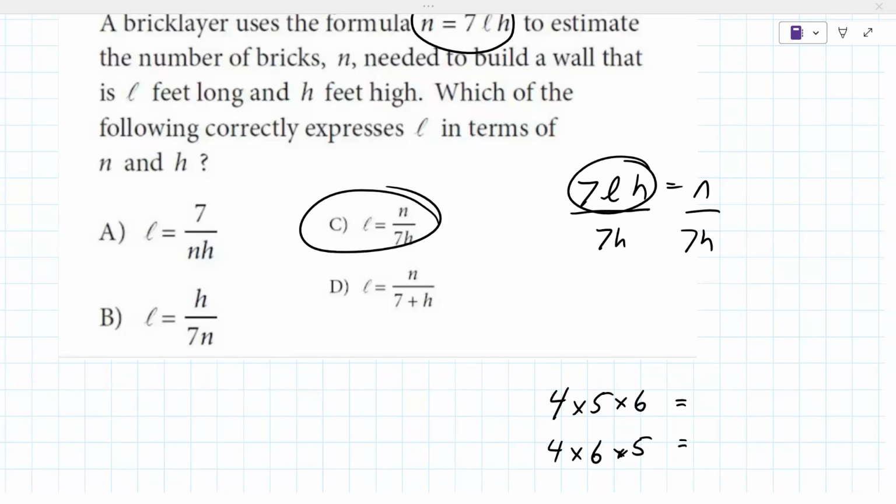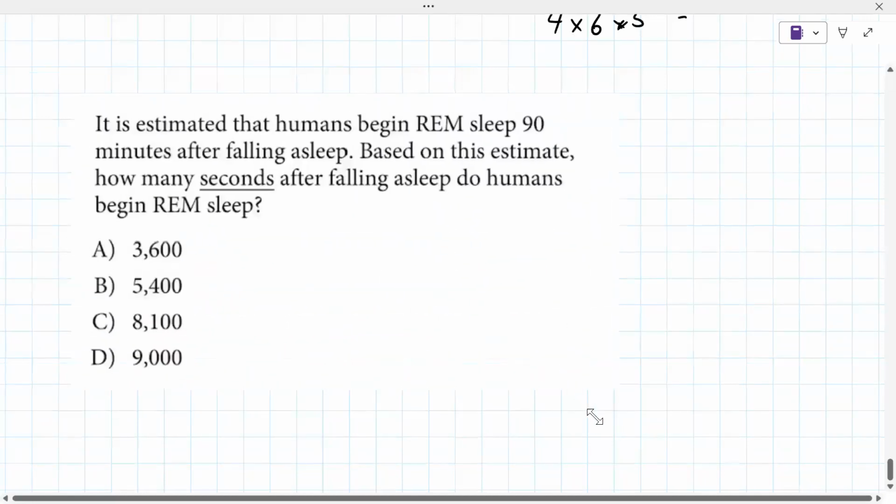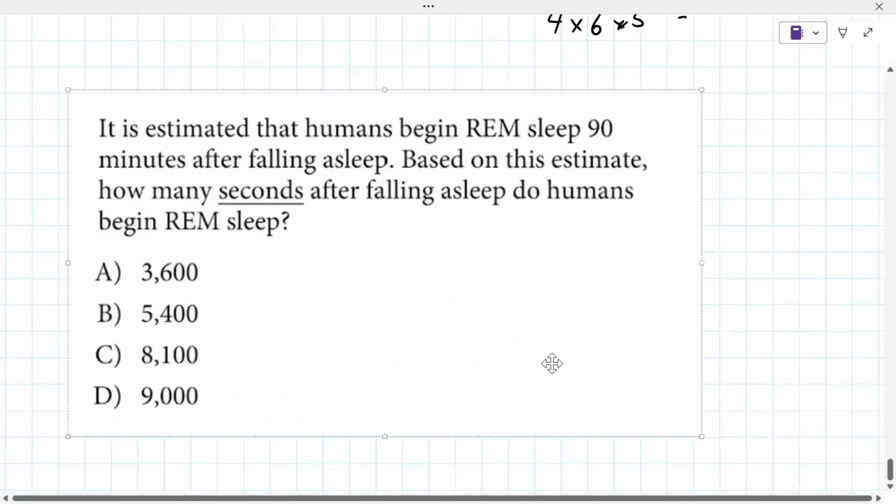Let's look at some different problems now. Believe it or not, these all could appear on standardized testing.